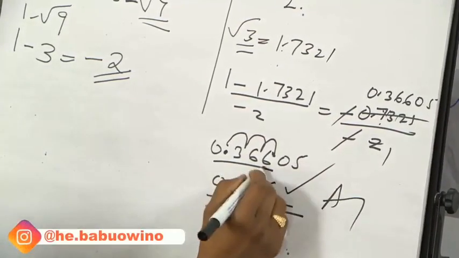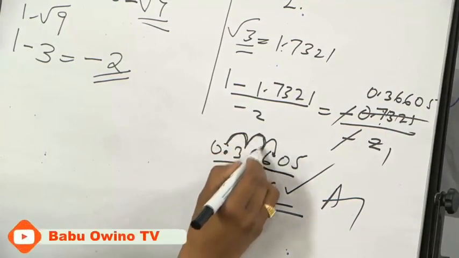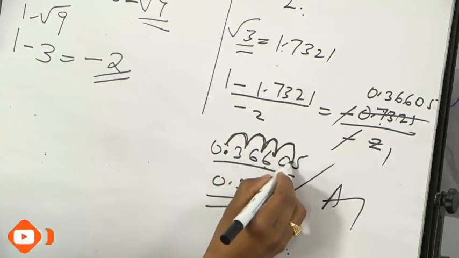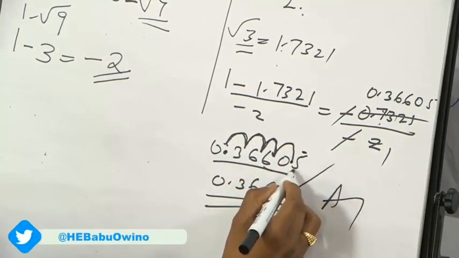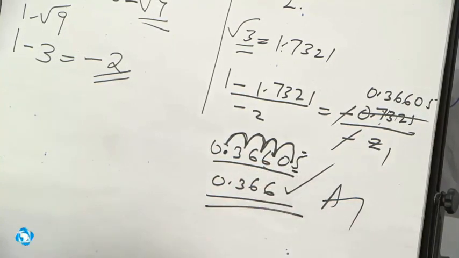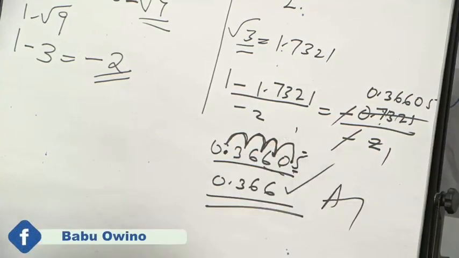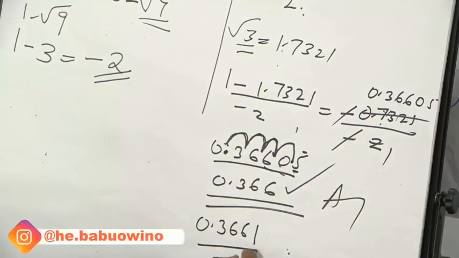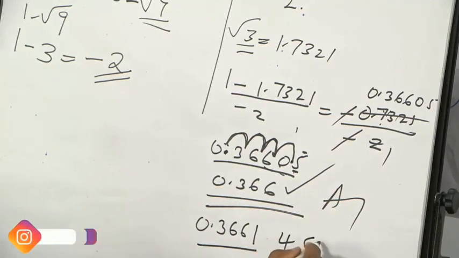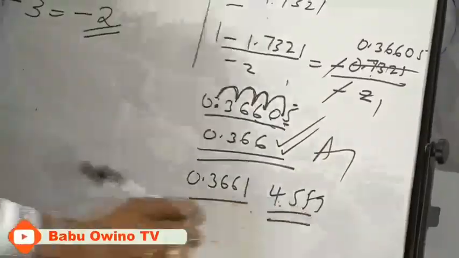Suppose they wanted this answer to 4 significant figures. Then you move 1, 2, 3, 4. So when 4 is there, you look at the next number. When the next number is 5 or more than 5, then it adds a value to the last digit. The value that it adds is only 1. So the answer becomes 0.3661. This is to 4 significant figures. This is to 3 significant figures.